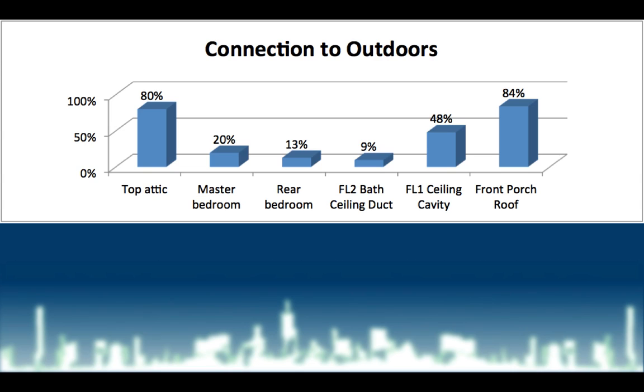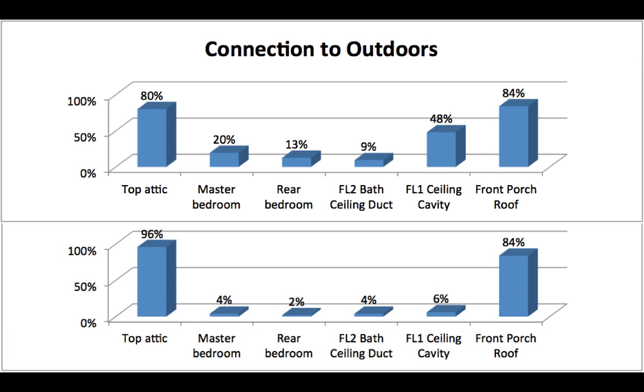So here's what we showed: the top attic was connected to outside by 80%, but we want that to be 100%. The master bedroom was connected to outside by 20%. That's way too much. We want all of the other numbers to be 0% and the attic to be 100%. Here's where we got to after the work was done. The top attic went up by 16%. That's awesome. By the way, all of these, remember, are in my percentage way of describing this, which is on YouTube. Watch that video. It explains exactly why all this stuff works the way that it does.